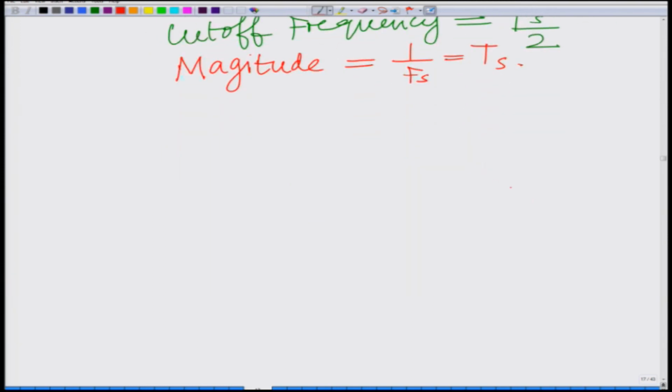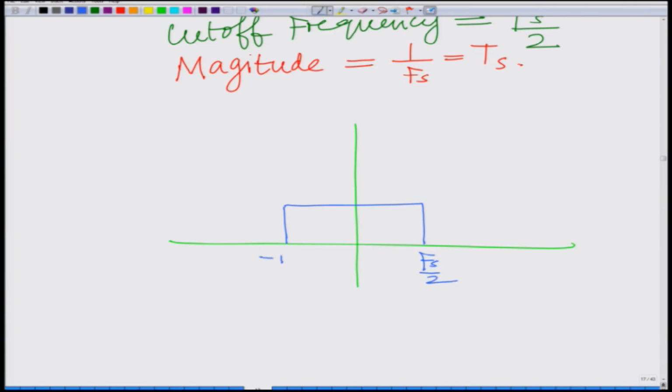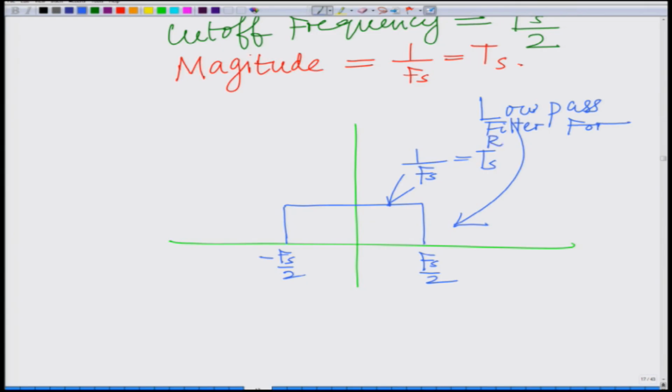So, the filter looks like this. Basically, I have a low pass filter with cutoff equal to Fs by 2. This is Fs by 2, this is minus Fs by 2, and the height is 1 over Fs, which equals Ts. So, this is my low pass filter for reconstruction.